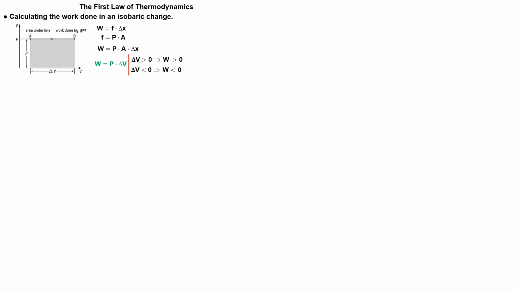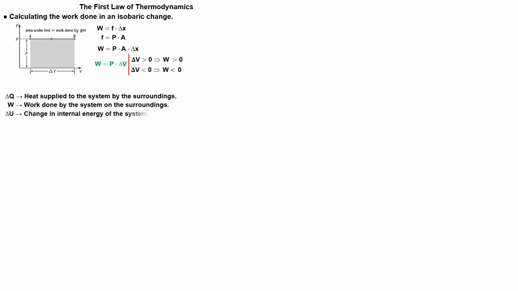We have seen that the internal energy of a system can change through two modes of energy transfers, heat and work. Let delta Q be the heat supplied to the system by the surroundings, W the work done by the system on the surroundings, and delta U the change in internal energy of the system.